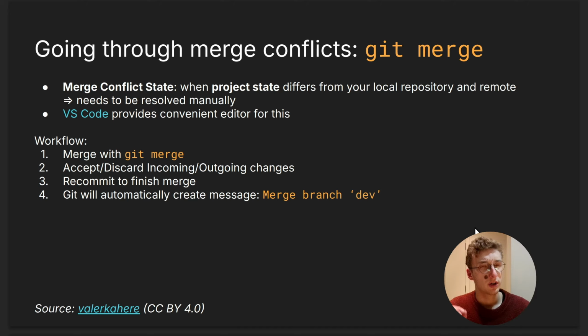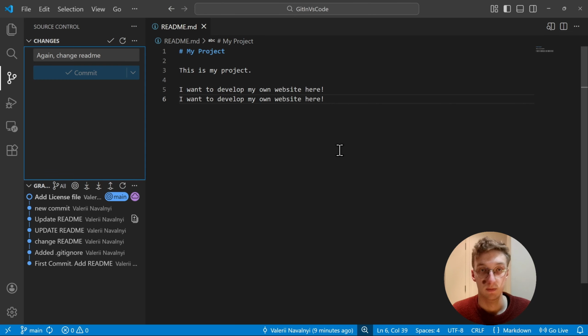I want to elaborate a little bit on Git merge and the merge conflicts I was on about. It's when project state differs from a local repository and remote, or differs from different branches. And VS Code provides really convenient editor for this. Here, I'll show you the example of merge conflict when merging branches.